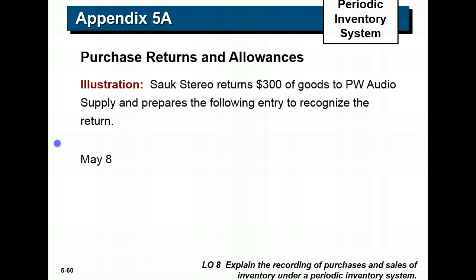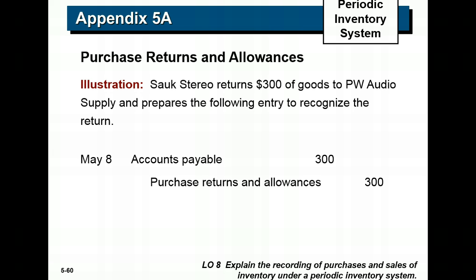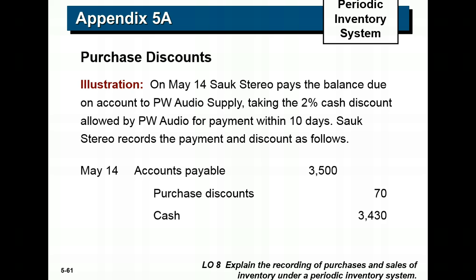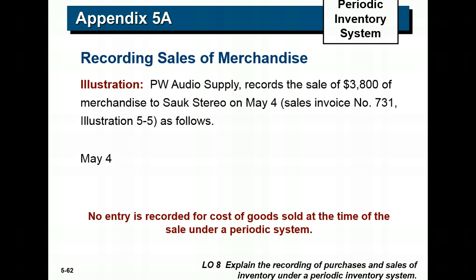SOC returns $300 in goods. We're going to reduce our accounts payable, and we're going to credit purchase returns and allowances, so we keep track of what's been returned. On May 14th, SOC pays the balance due on account to PW Audio Supply, taking the 2% discount. SOC Stereo records it. We're debiting our payable. We're going to show a purchase discount, and the rest is cash. This is all under periodic.